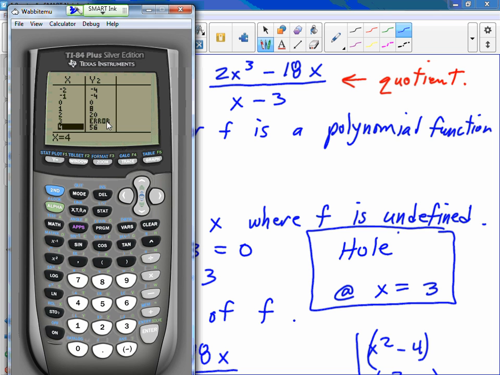So right there we get an error. Hard to see. On a really, really good calculator, you could probably zoom in and see that hole, but we don't have that ability on here. But we know it's there because the algebra supported that. So that's cool. So that's all I have.